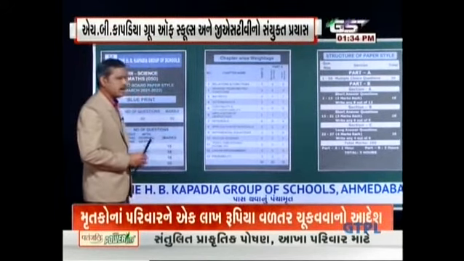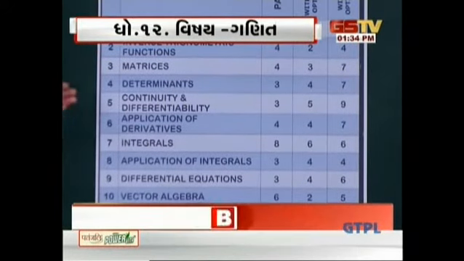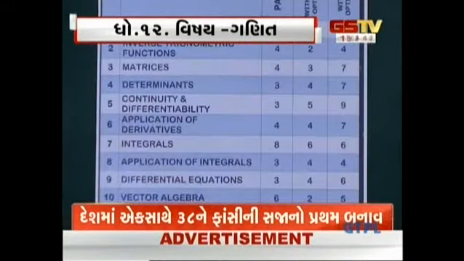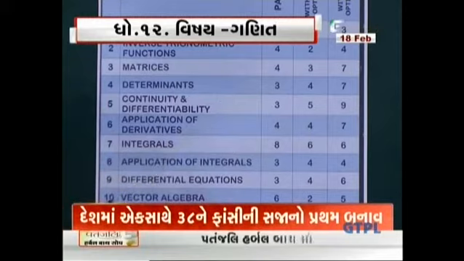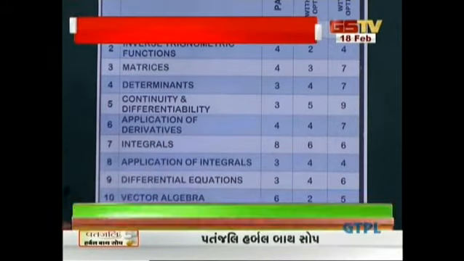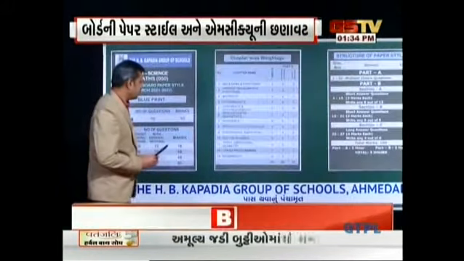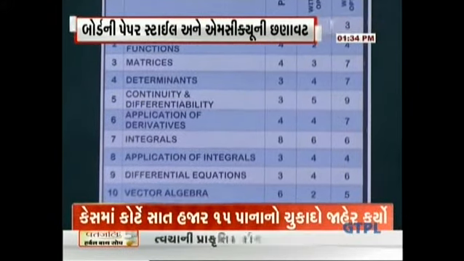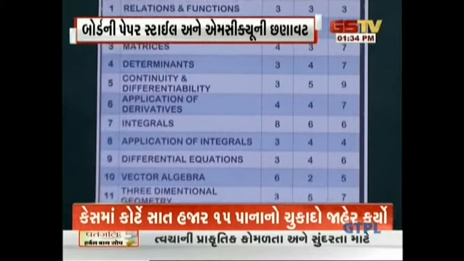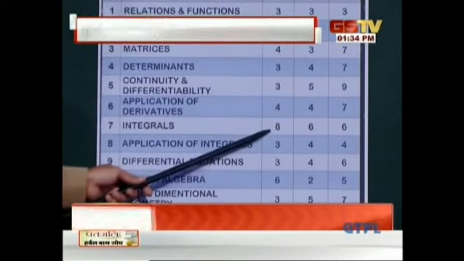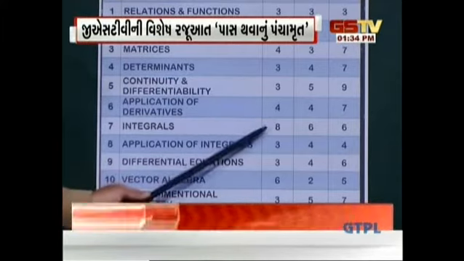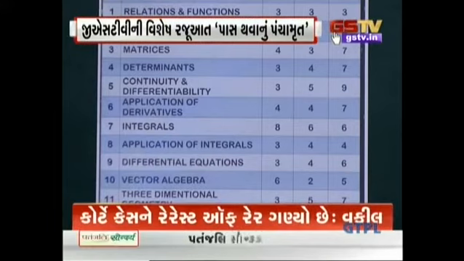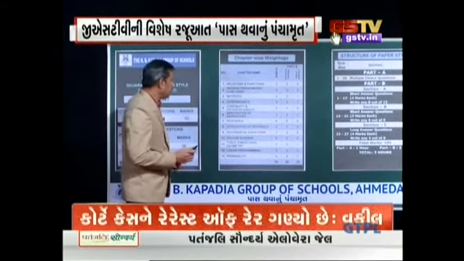Chapter number 6, application of derivative, based on chapter number 5, right? 4 marks for Part A, 4 marks without general option in Part B, and 7 marks with general option for the subjective part. Chapter number 7, students, again a very important chapter for you. Integrals, 8 MCQ for Part A, and for Part B 6 marks with general option and without general option also 6 marks.